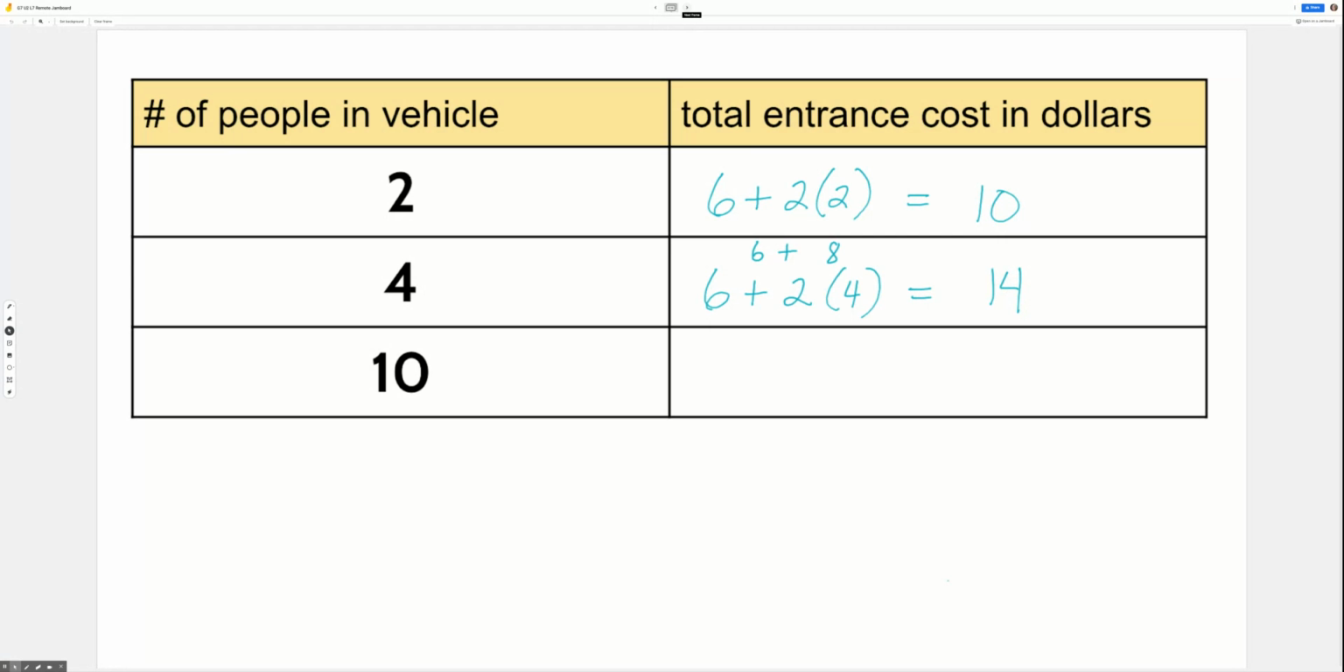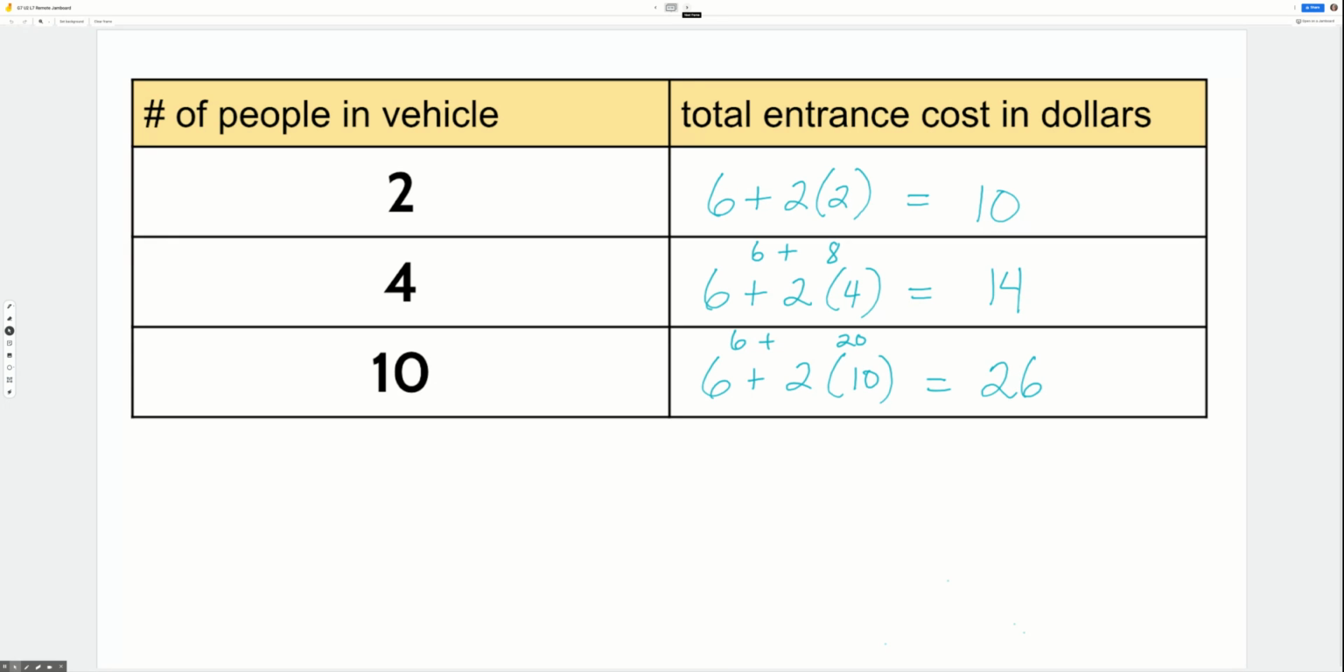For 10 people, we're going to keep the same situation going, where we've got $6 that we have to pay plus $2 for 10 people. And that $2 for 10 people is 2 times 10, which gives us 20. And then we have to add it to our 6, which gives us 26.